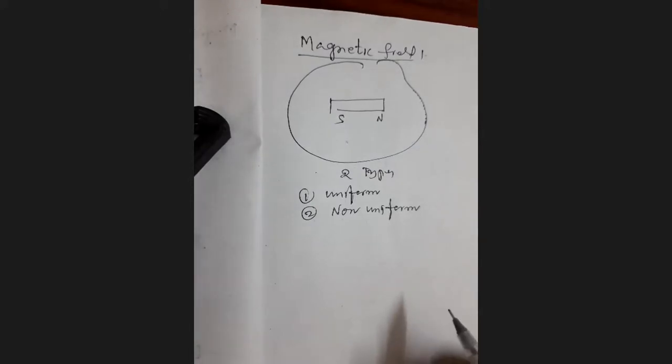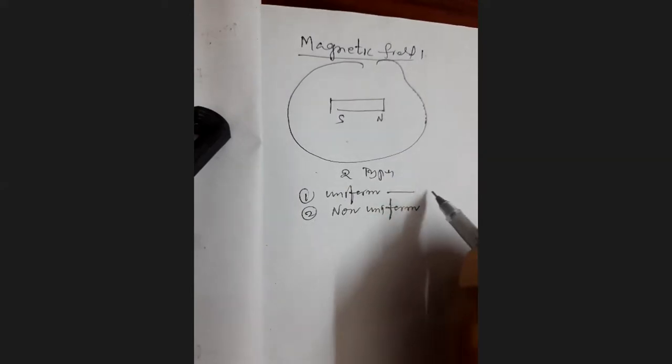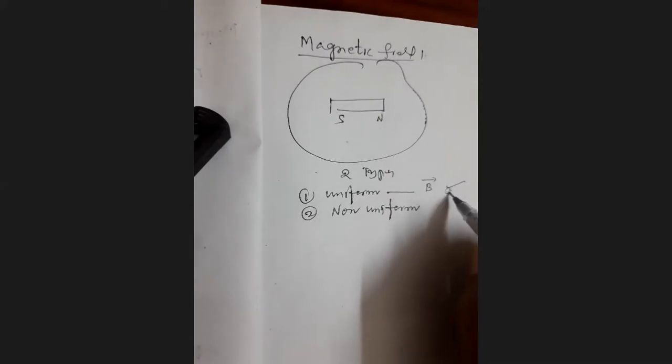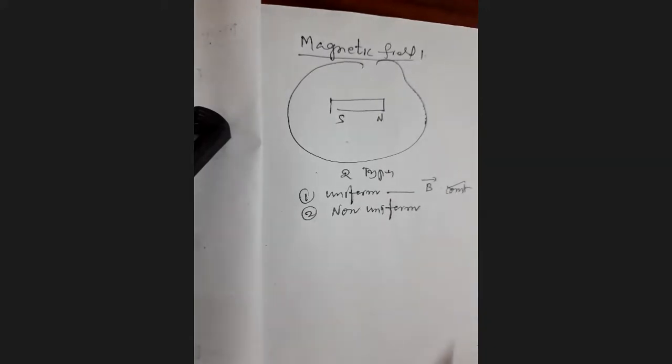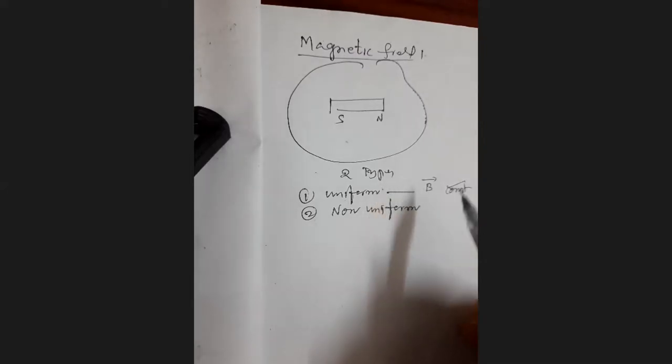The uniform magnetic field is defined as one in which, at every point, the magnetic induction field strength B bar remains constant both in magnitude and direction. B bar is a vector quantity. Magnetic induction or magnetic field vector is constant at every point, both in magnitude and direction. Then that field is said to be uniform magnetic field.